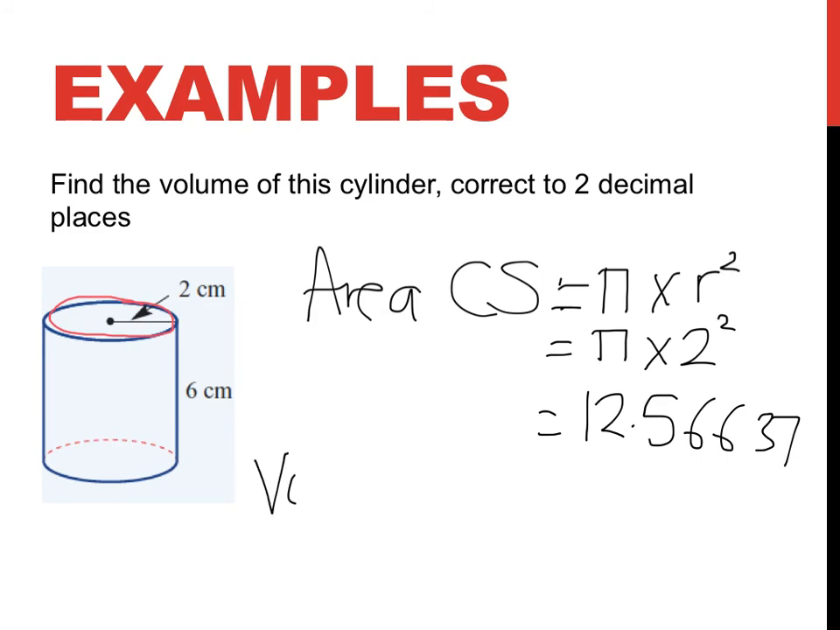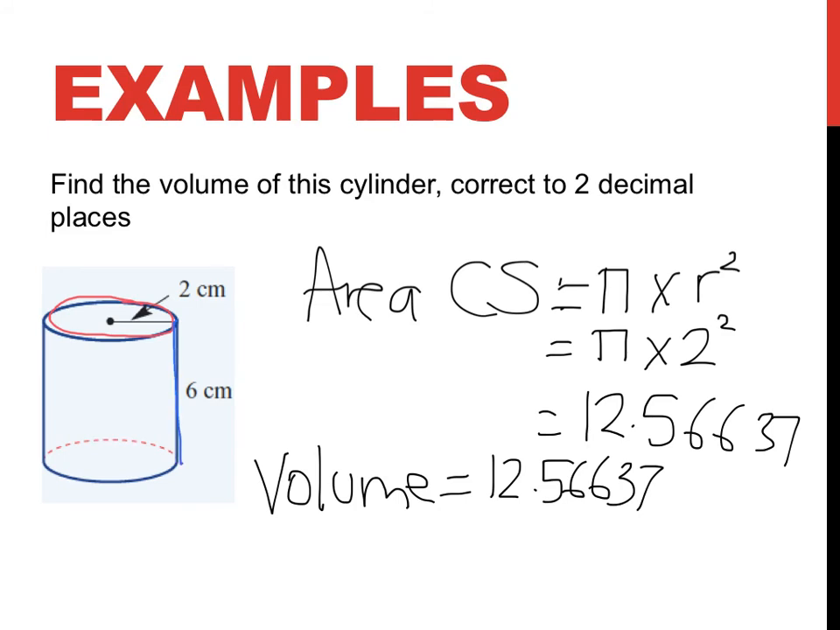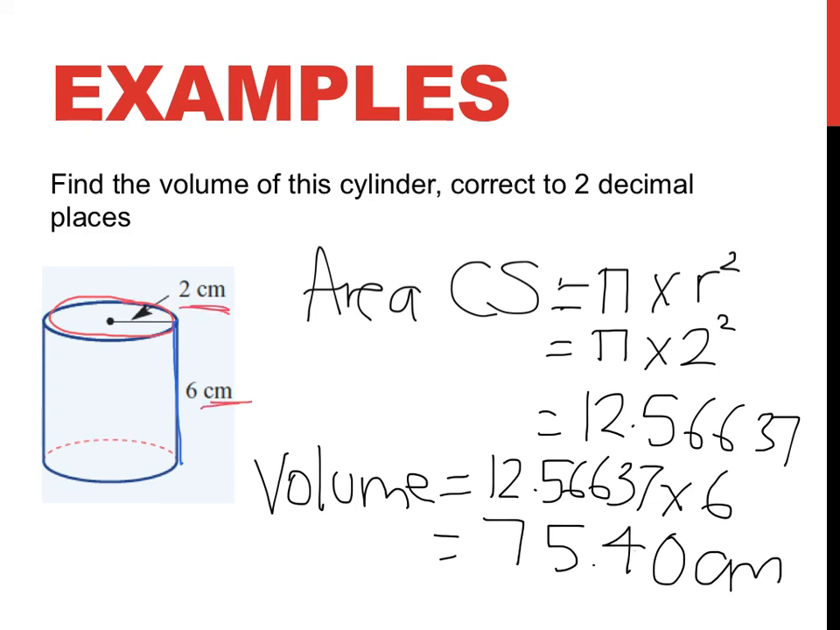To find the volume, I take that area of the cross-section, 12.56637, and multiply it by the height that is at 90 degrees to it. That's this down here, labelled as 6 centimetres. So I times 12.56637 by 6, which gives me an answer of 75.398. That's greater than 5, so the 39 goes up by 1. That changes to 75.40 centimetres, because that's my unit of measure, cubed, because it's volume. 75.40 centimetres cubed is my answer to 2 decimal places.